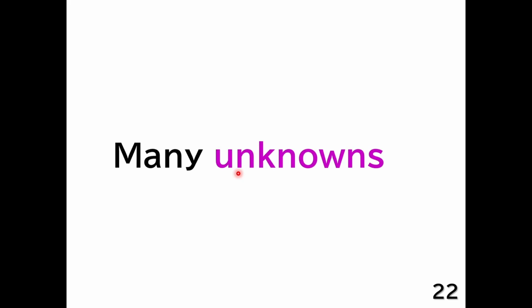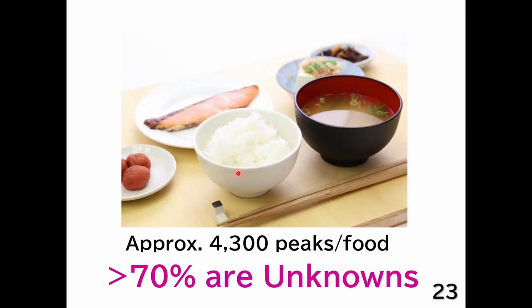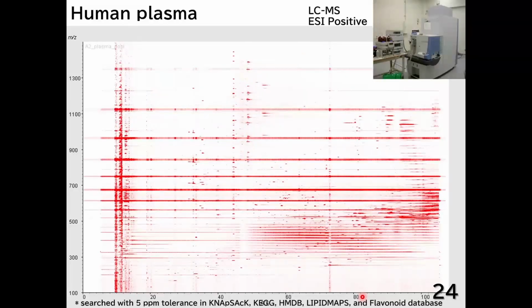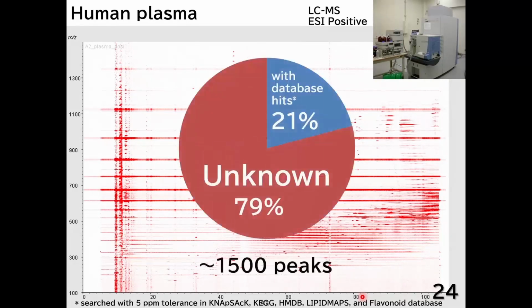Okay, one of the biggest issues in metabolomics is that there are many unknown compounds. In the case of foods that contain 4,300 peaks on average, more than 70% are unknowns. This is the same for other samples such as human plasma. In this case, only 21% of the peaks found candidates that match their mass values to those in the existing compound database. This is a big issue for us, but also this is a very big chance to discover novel compounds.